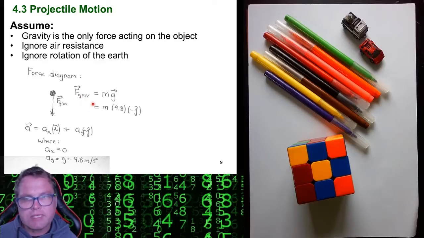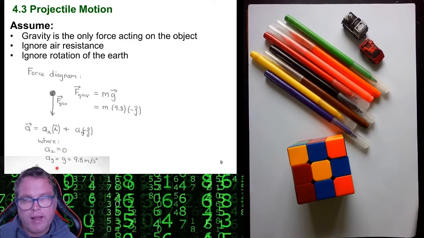The force of gravity is, of course, a vector, and it's given by 9.8 in the minus j hat direction multiplied by the mass. So this is the force acting on the object. You'll remember we said for motion in 2 dimensions we can express the acceleration as this vector shown. In this case, the x component of the acceleration is going to be 0. There are no forces acting in the x direction, so the x direction acceleration is 0.